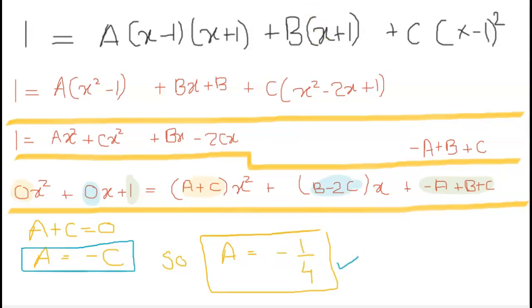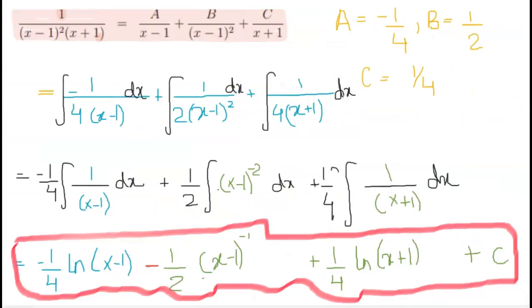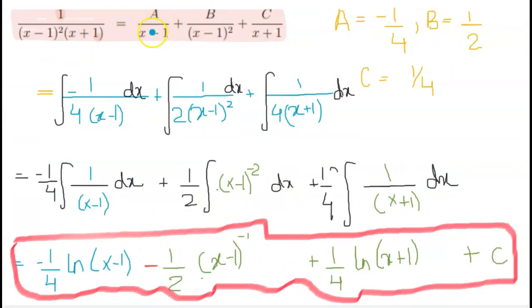Now, once I got the values for a, b, and c, what will I do? I will go back to this equation where I started doing the partial fractions. a was minus 1 over 4, b is 1 over 2, c is 1 over 4. Instead of a, I put negative 1 over 4. Instead of b, I put 1 over 2. Instead of c, I put 1 over 4. And because the question asks you to integrate that thing, I'm just going to integrate this one, this thing, and that thing.